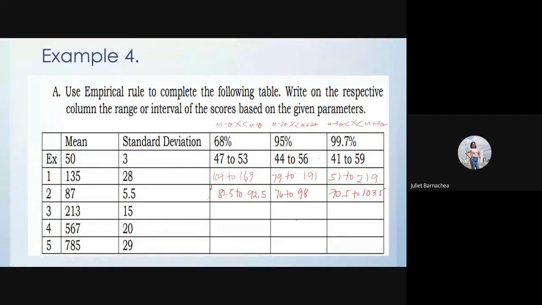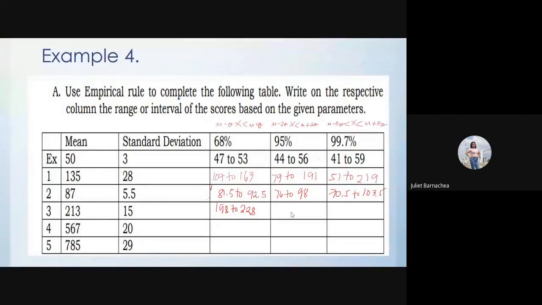Next, 215 is the mean and the standard deviation is 15. 213 minus 15, 198. 213 plus 15, 228. Okay, tama ulit. Tama si Chasley. How about the others? Can you follow the steps? 198 to 228. Naintindihan po ba ang step? 95%. Okay? Tama? Maraming tama.